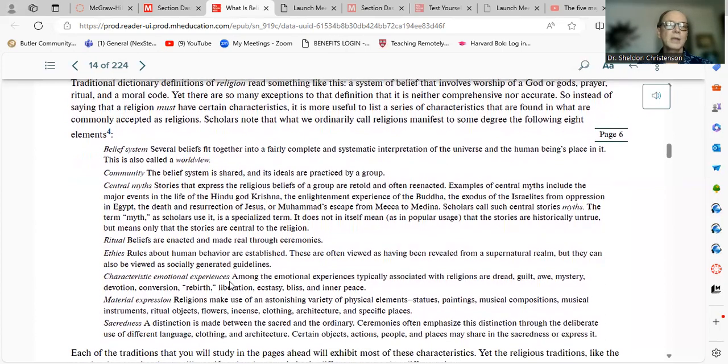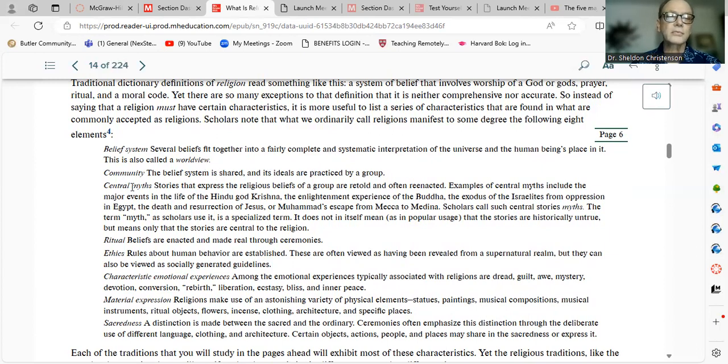There are 8 basic elements of religion. This will be on the first quiz and on the final. They're all going to have a belief system, a fairly complete and systematic interpretation of the universe and our place in it as human beings, also known as a worldview. We'll talk about worldviews in different ways as the course goes on.